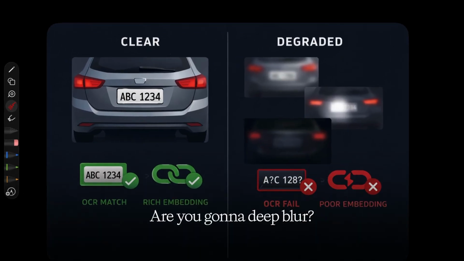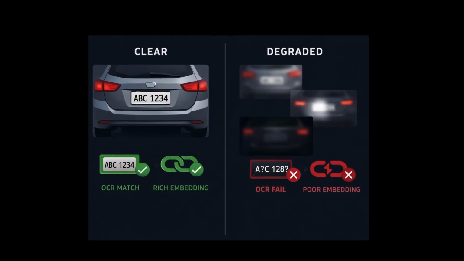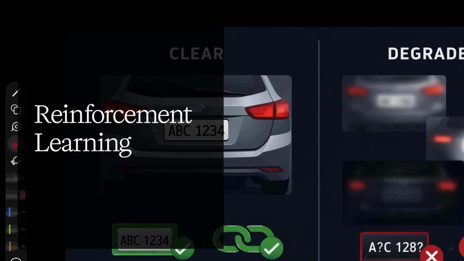Are you going to deblur? Are you going to sharpen? Are you going to upscale the resolution? What if you need multiple enhancements and the order of those enhancements gives you different results? Problems like these need reinforcement learning, and this is what we're going to talk about.